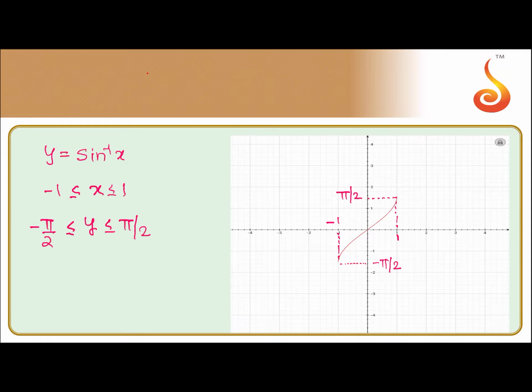Equal to sine inverse x. Before we see, you must know the domain. x lies between minus 1 to plus 1. This can also be written as closed interval minus 1 to plus 1. Range is from minus pi by 2 to plus pi by 2. So this is closed interval minus pi by 2 to plus pi by 2.